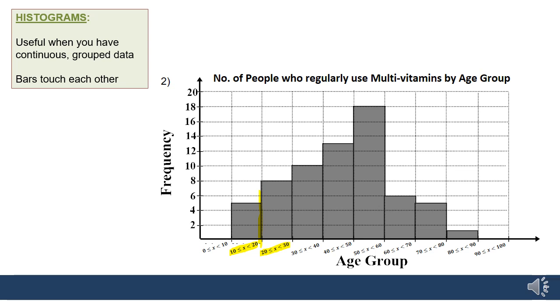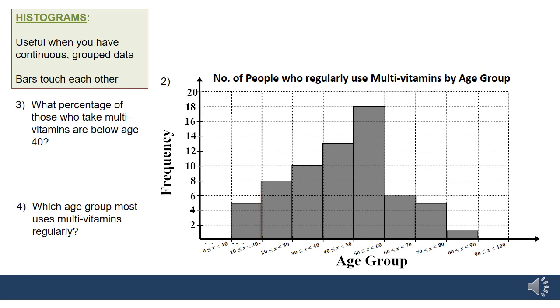We can use this data now to answer questions 3 and 4 that were posed as part of this problem. So question 3, what percentage of those who take multivitamins are below age 40? So below age 40, that includes this interval, this one, and this one. So we can either look at our frequency table or we can just read off the graph. We have 5 in that group, 8 people in that group, and 10 in that group. So in total, we have 23 people who are below the age of 40.